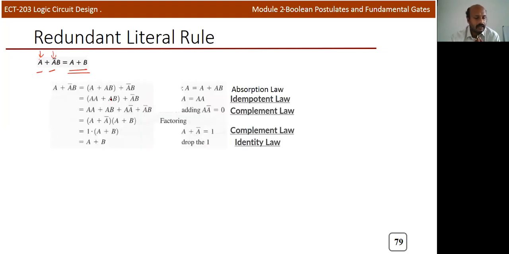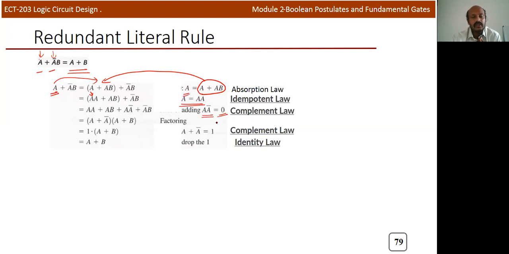It's lengthy actually. In order to prove this, this A, I can write by using the absorption law, which is explained in the previous case. So A plus AB can be written as A. So instead of A, I will write A plus AB. This A I will replace with A plus AB. And another law is idempotent law. A can be written as A into A. So A into A is equal to A. So instead of A, I will write A into A. And we know that 0 is equivalent to complement law.